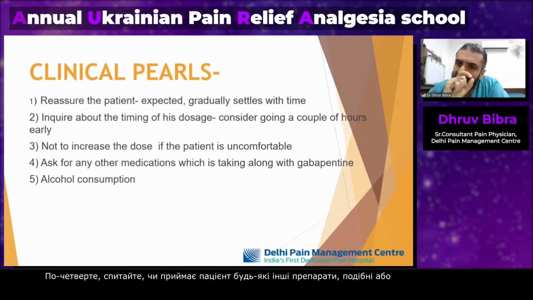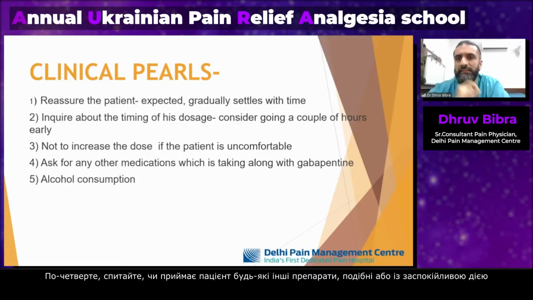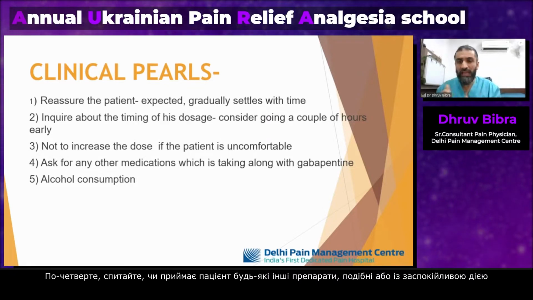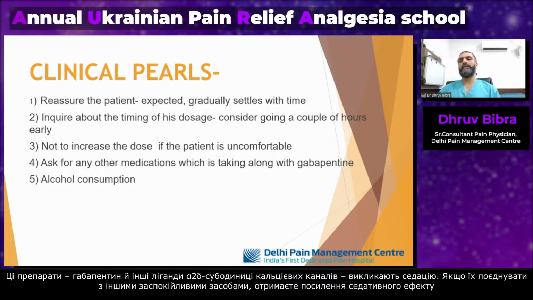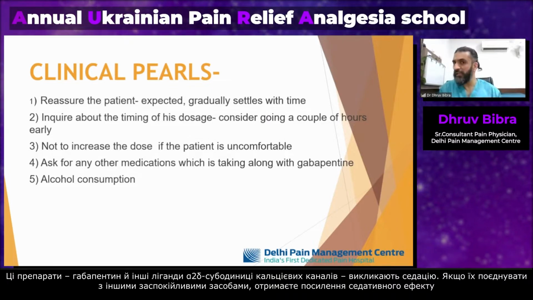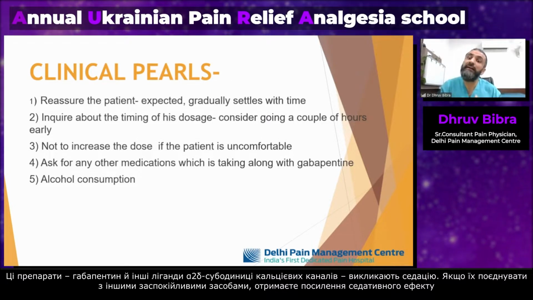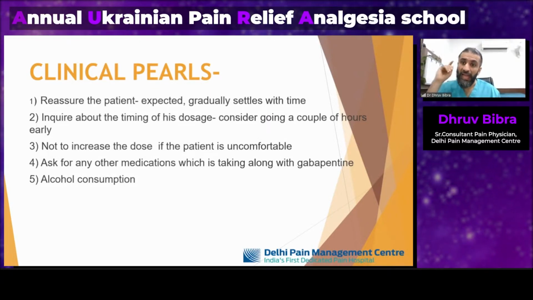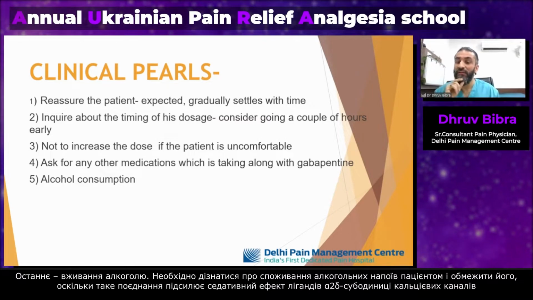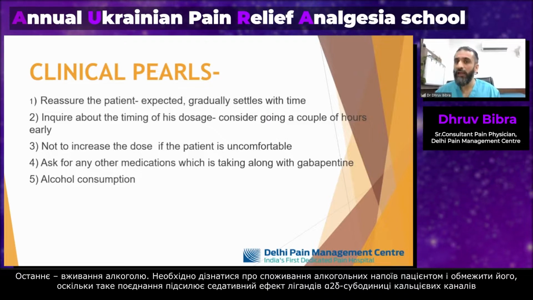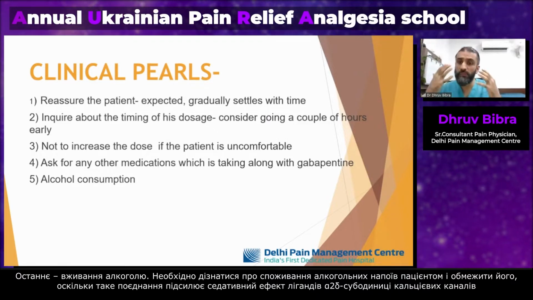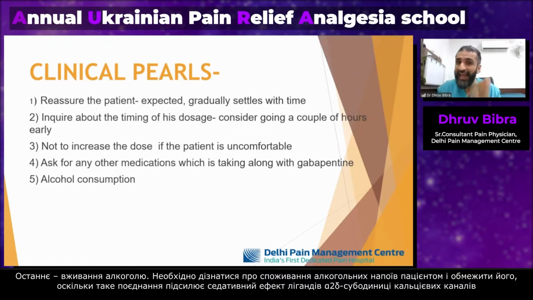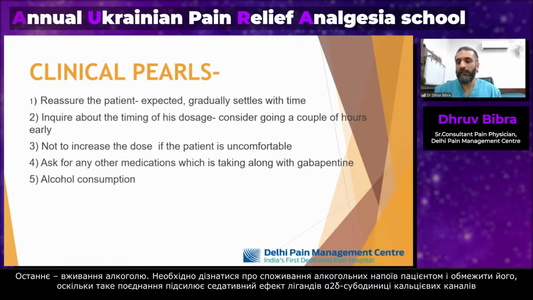Fourth, ask whether he is taking any other medications which are sedative in nature. You do not add sedatives, because gabapentinoids, or calcium alpha-2-delta ligands, cause sedation, and if you combine them with another sedating drug, that can compound to a larger extent. Last, alcohol consumption. This is something you have to ask about: what is his alcohol consumption? Try to restrict it, because both the neuropathic agents, especially alpha-2-delta ligands, and alcohol can cause a lot of sedation and a lot of problems.